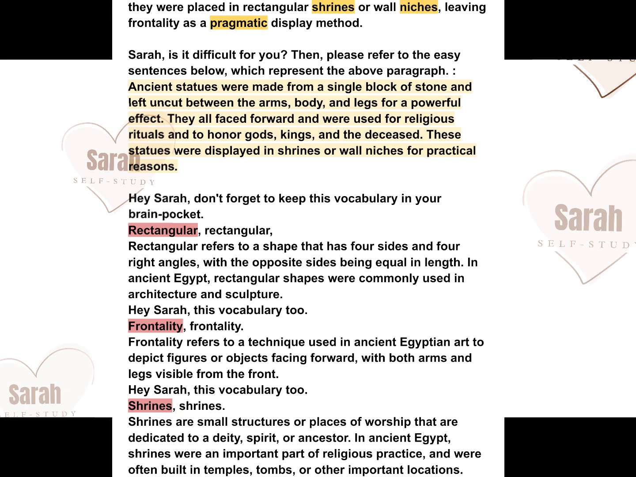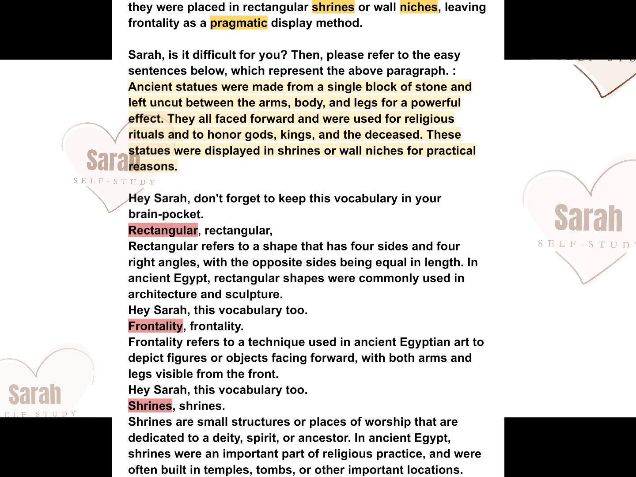Sarah, is it difficult for you? Then, please refer to the easy sentences below, which represent the above paragraph. Ancient statues were made from a single block of stone and left uncut between the arms, body, and legs for a powerful effect. They all faced forward and were used for religious rituals and to honor gods, kings, and the deceased. These statues were displayed in shrines or wall niches for practical reasons.